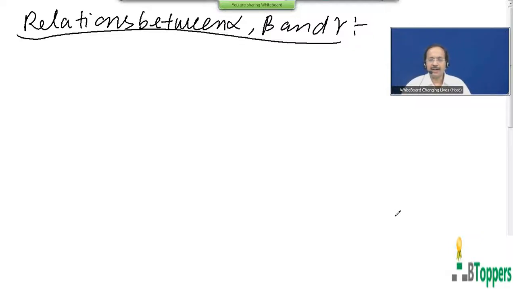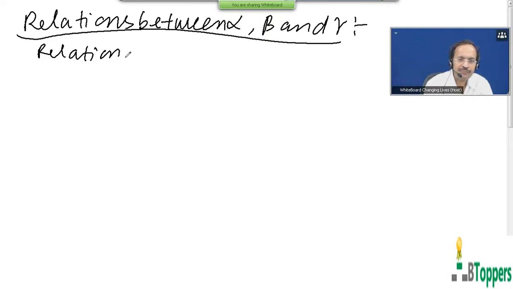So in the previous class I started the topic expansion of solids. I have given the expression for coefficients of linear expansion, areal expansion, volume expansion of a solid. Now I am going to discuss the relationship between the three coefficients of expansion of a solid. So first I am going to derive the relation between beta and alpha.